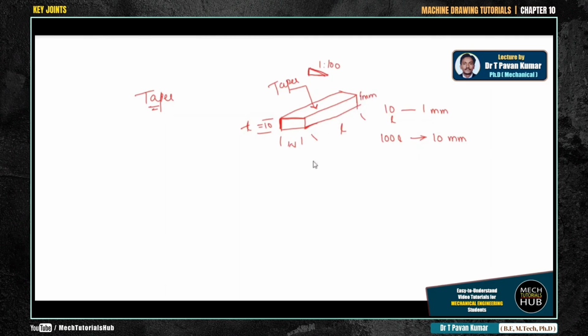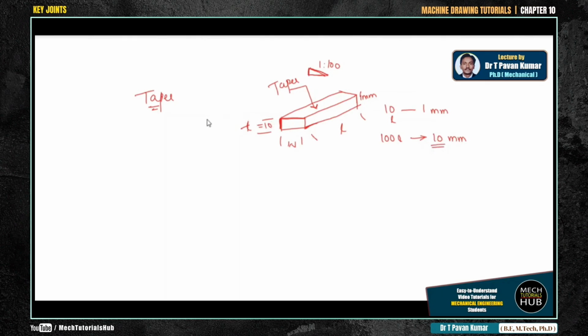That is what taper is all about. Because if you maintain uniform thickness from one side to the other, it becomes very tough to insert the key in between, or to pull the key in between the shaft and the hub. That is the main reason. This is the general condition.